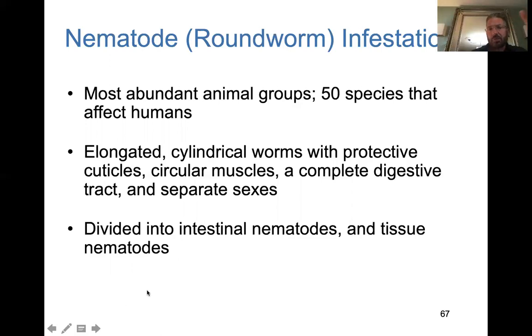Right? They have circular muscles, right, for constriction, complex digestive tract, and they're separate sexes. So the roundworms have to have male and female. They're going to mate inside the GI tract and produce offspring. So we divide them into intestinal or tissue nematodes.